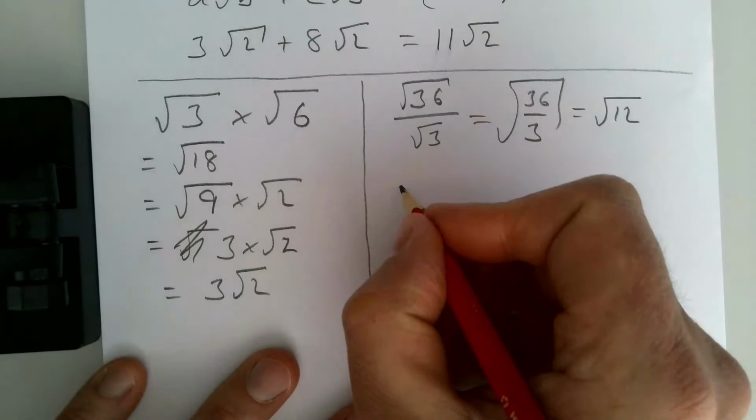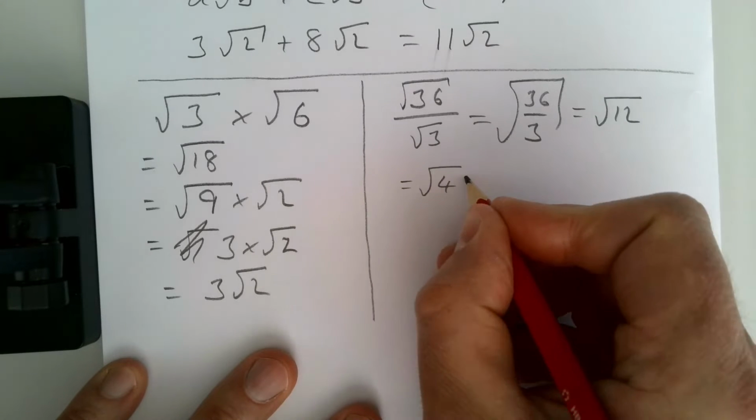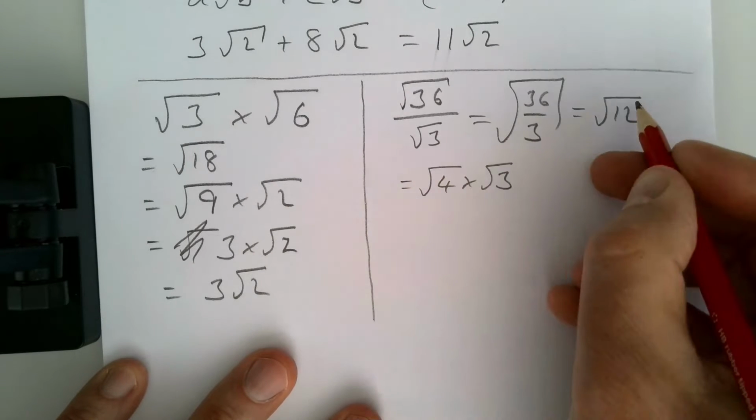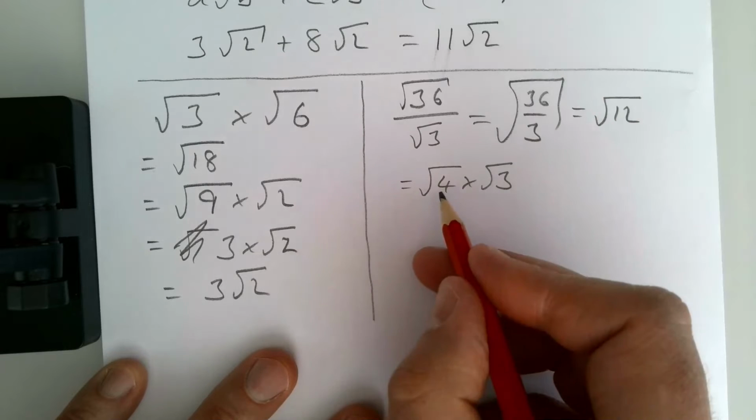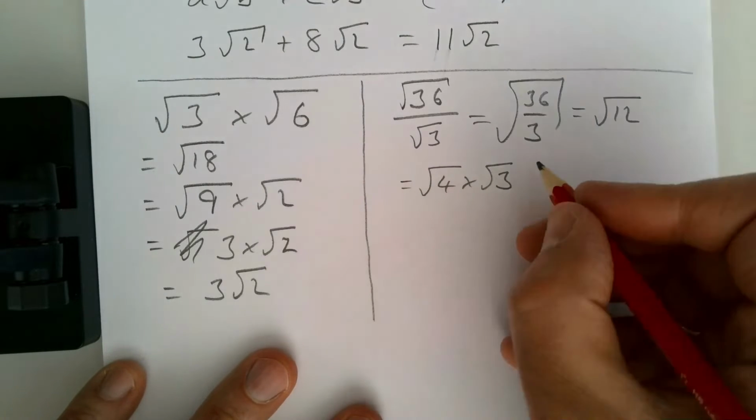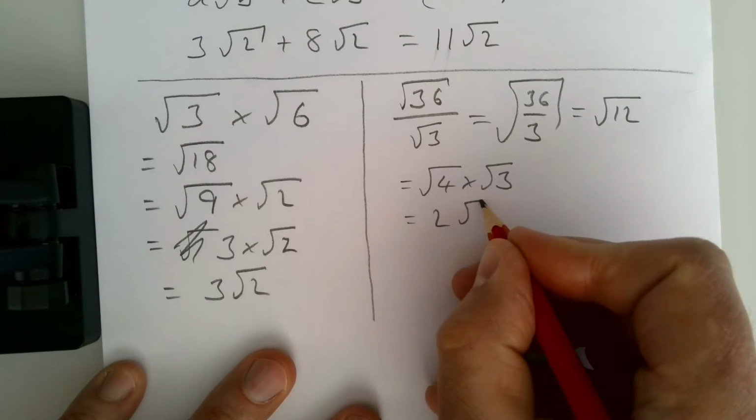How do we split up our root 12? That's the same as root 4 times root 3. What have I done? I've looked for a number that's a factor of this that is a square number. So I've got root 4, and that's the same then as 2 root 3.